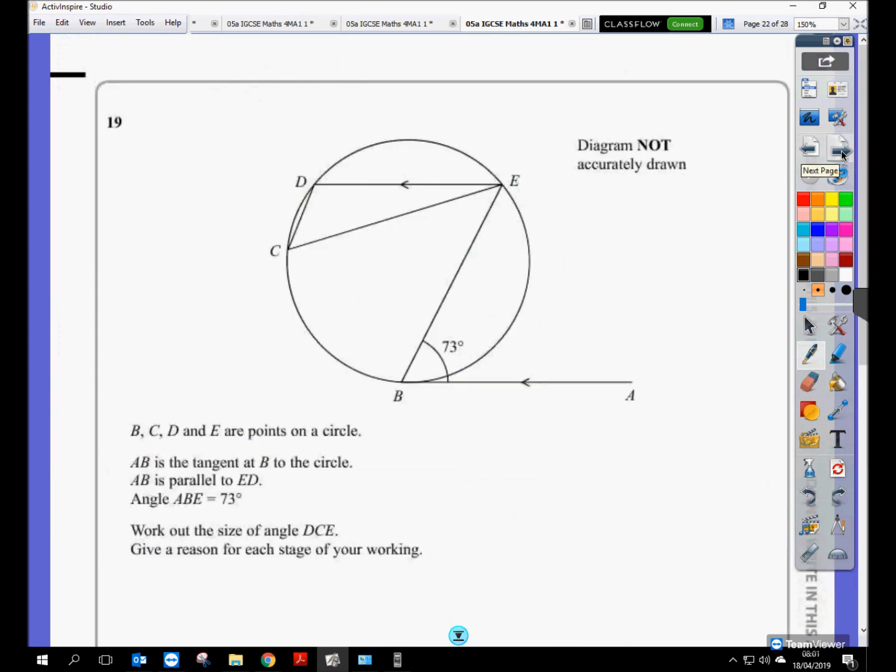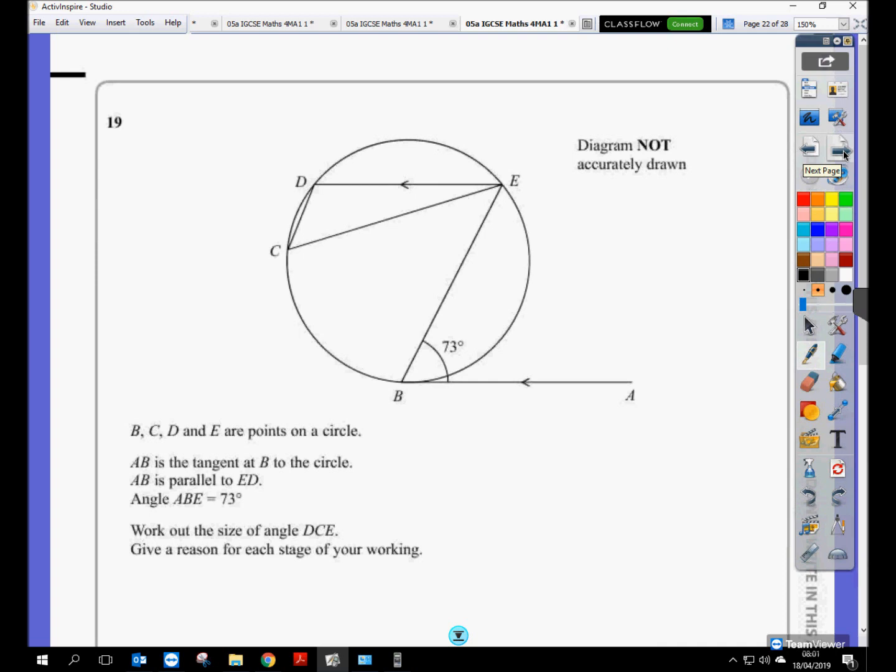Okay. Next question. So first things to spot, there's a tangent involved in this question. And if there's a tangent involved in a circle theorem question, it could be one of 3 rules, which is tangent meets a radius at 90 degrees. It's not going to be that one because there's no radius marked on the diagram. 2 tangents from an external point that touch the circle are equal in length. It's not going to be that one either because there's only 1 tangent marked on the diagram.